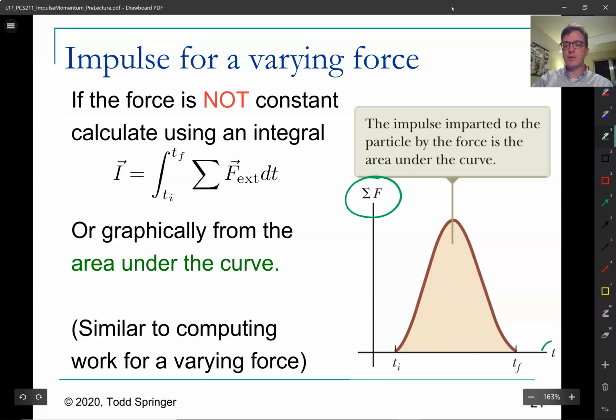So this would be the net force applied over the time. And you can see it starts at 0, and then the force gets bigger and bigger and bigger, and then smaller and smaller and smaller. So the force changed throughout that time interval.